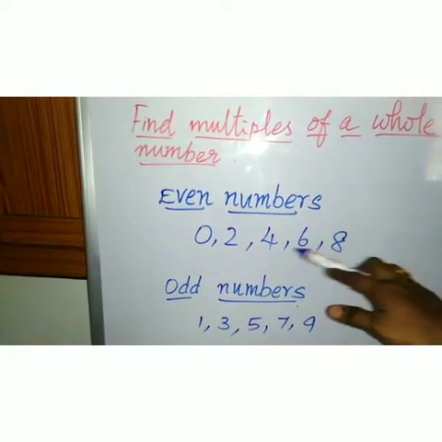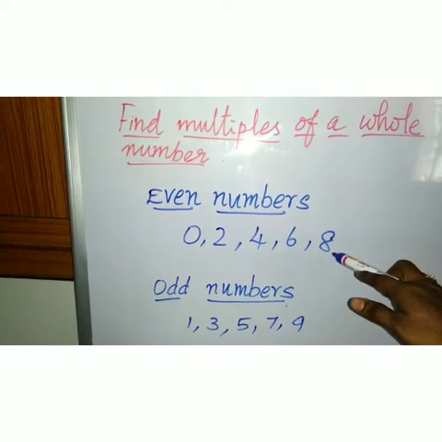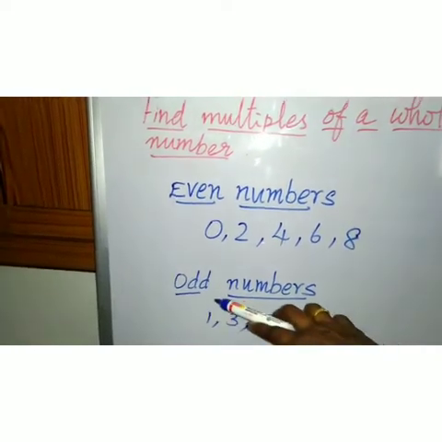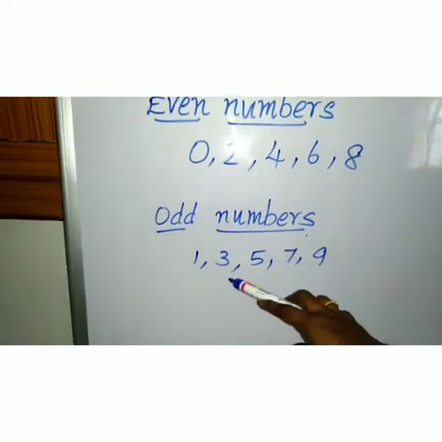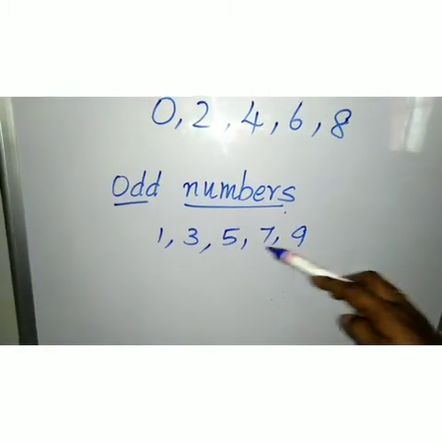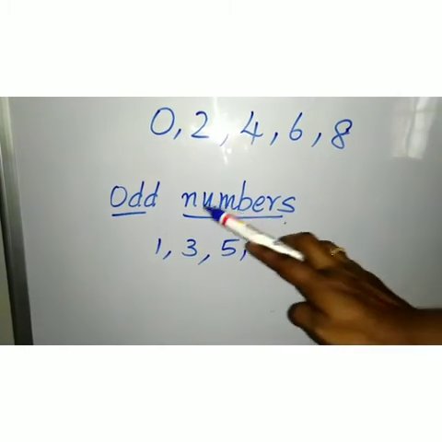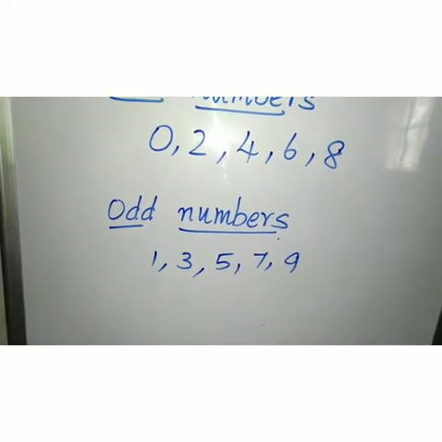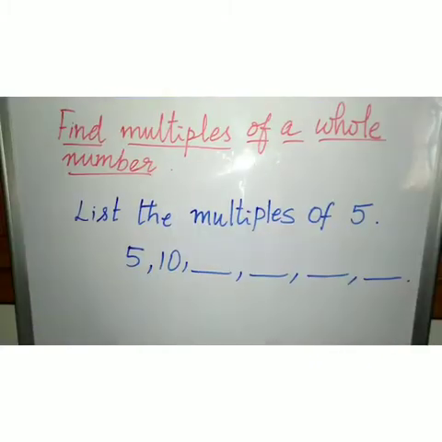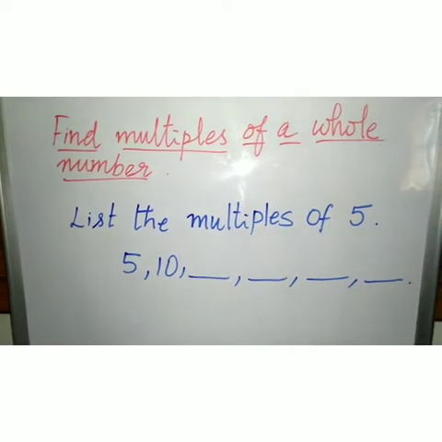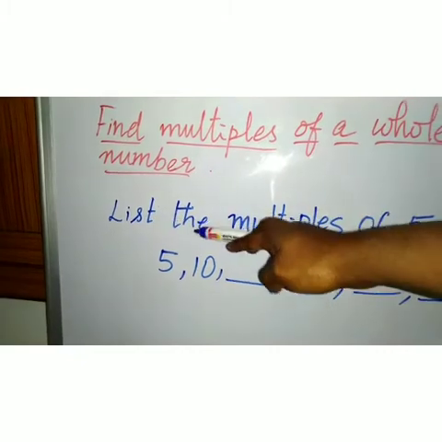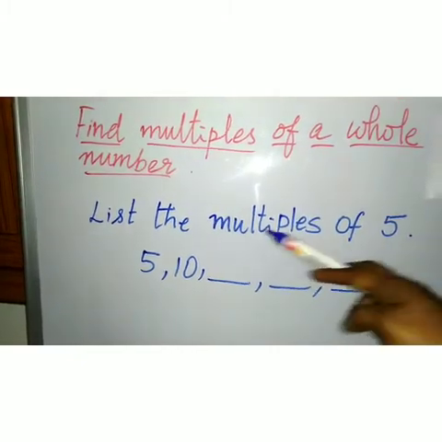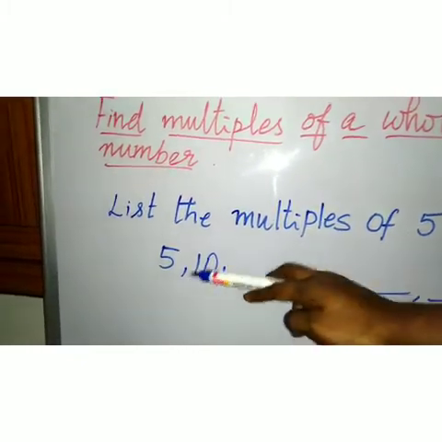Look at here. I have represented the even numbers and odd numbers. Even numbers are 0, 2, 4, 6, 8. Odd numbers are 1, 3, 5, 7 and 9. So you should be thorough in even numbers and odd numbers. If you are thorough in even numbers, you can find the multiples of 2 easily.